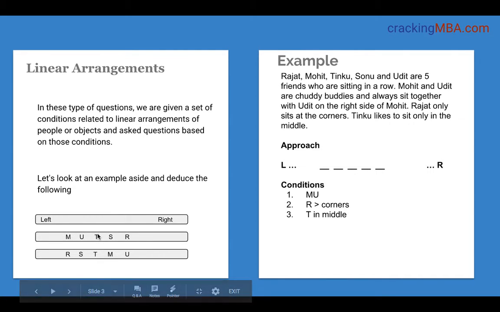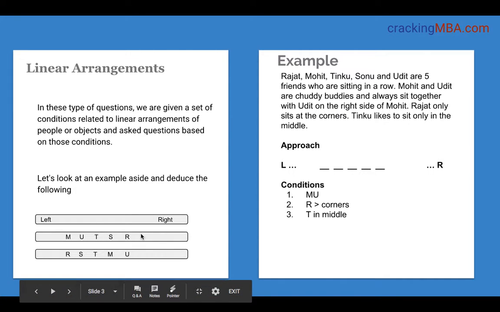So there are only 2 possibilities based on these conditions. It could either be MU, T, S, R or R, S, T, M, U. We are saying M and U are together, this is condition 1. R is in the corners, this is condition 2, and T is in the middle, this is condition 3. So all the 3 conditions are being satisfied over here, and these are the only 2 possible seating arrangements.